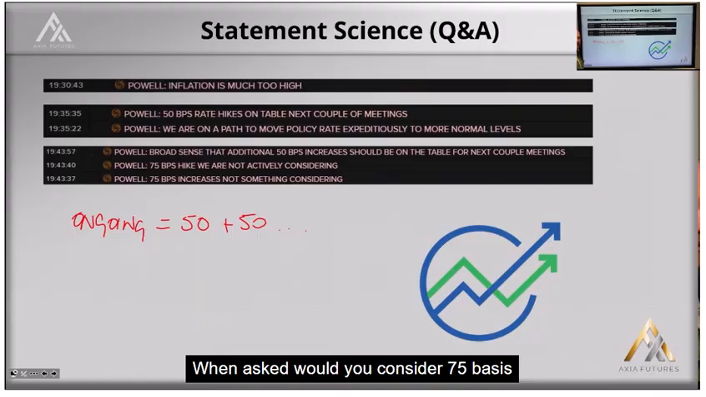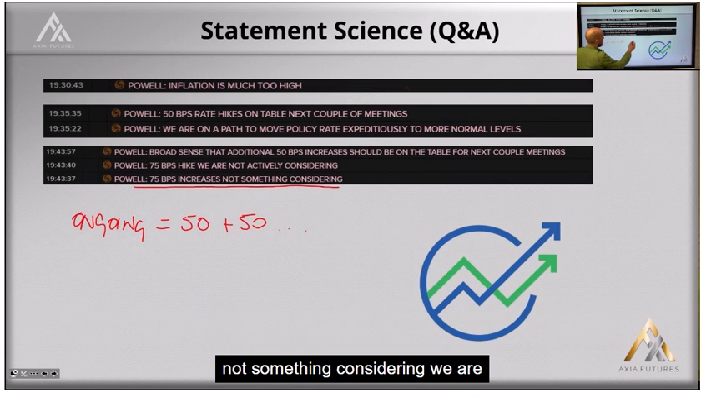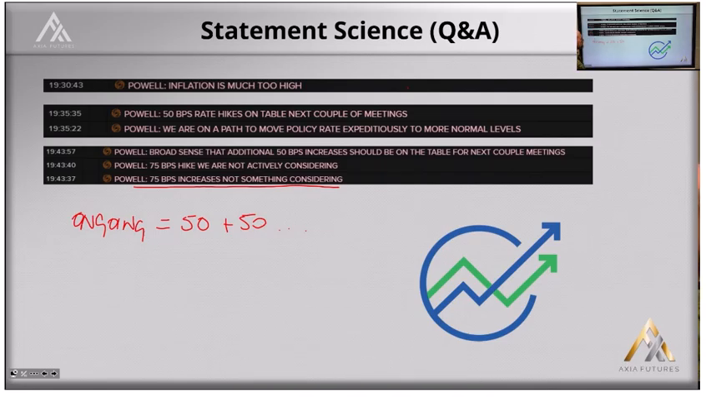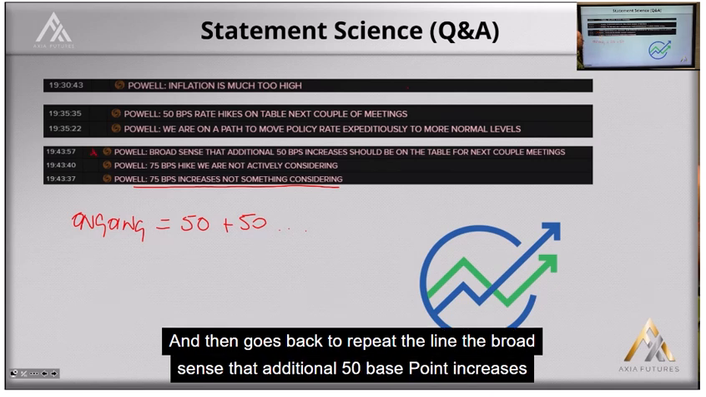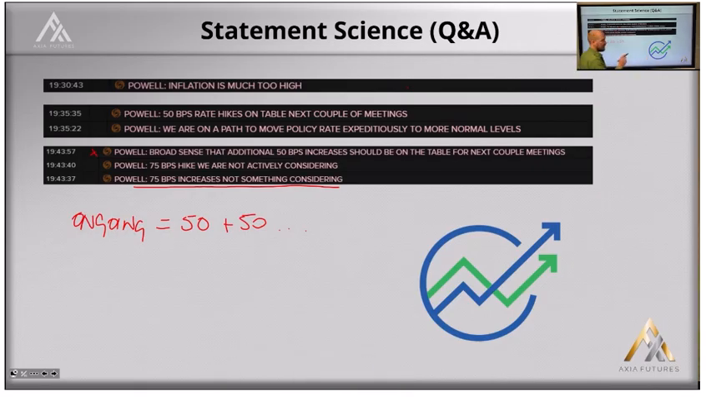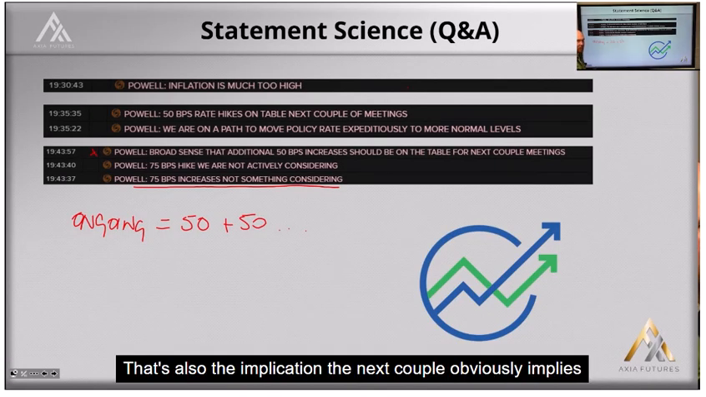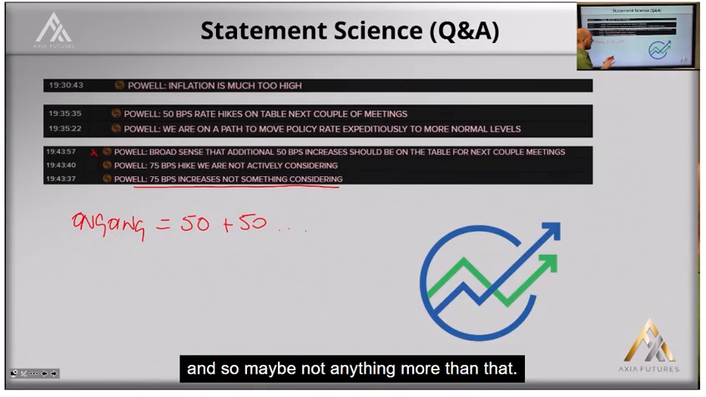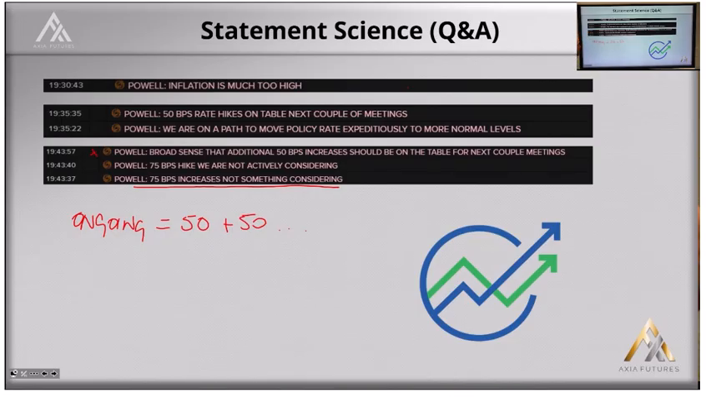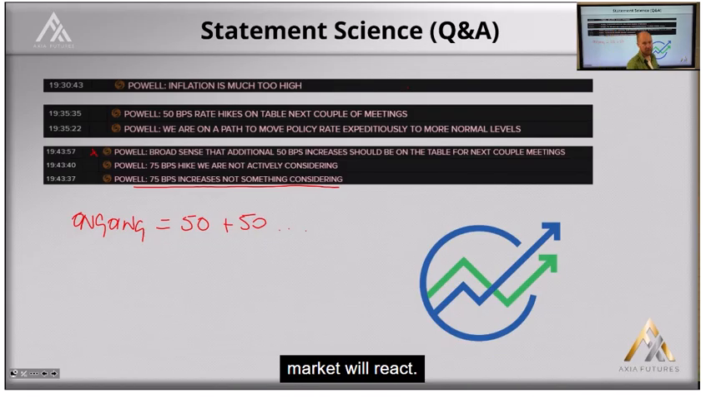When asked, would you consider 75 basis points, i.e. a 0.75% increase, not something we are considering. We are not actively considering it. And then he goes back to repeat the line, the broad sense that additional 50 basis point increases should be on the table for the next couple of meetings. What that does mean is he's not suggesting that it necessarily has to be any more. That's also the implication. The next couple obviously implies 2, and so maybe not anything more than that. And that's important. They were the key moments of this speech. You know what the key moments are because the market will react.